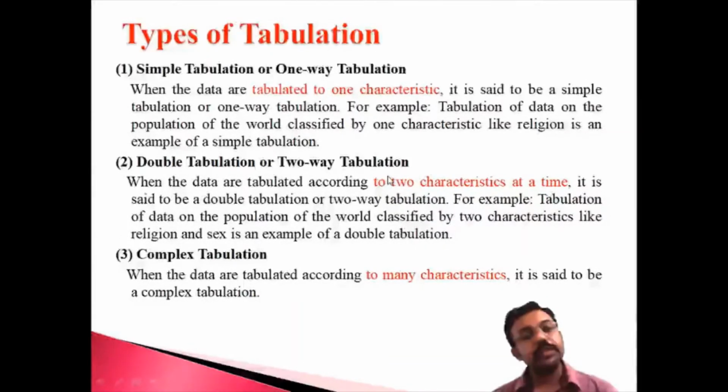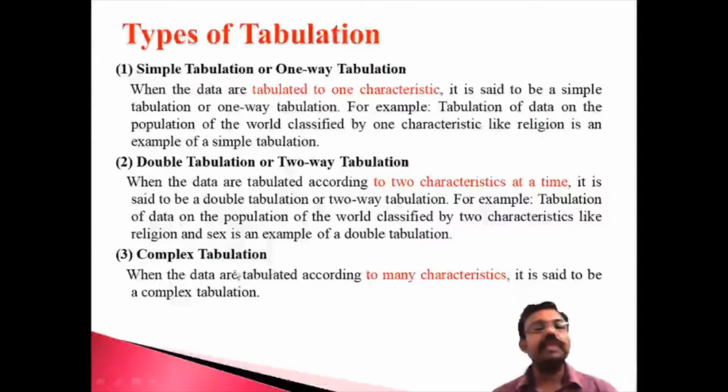The term is known as two-way tabulation. Here, in one-way, there is only a single characteristic, that is only religion, the world population's characteristics based on religion. And here the world population is classified religion-wise and sex-wise. Two elements are used for representing the data. That is a two-way tabulation. The first category is one-way, and another one is two-way tabulation.